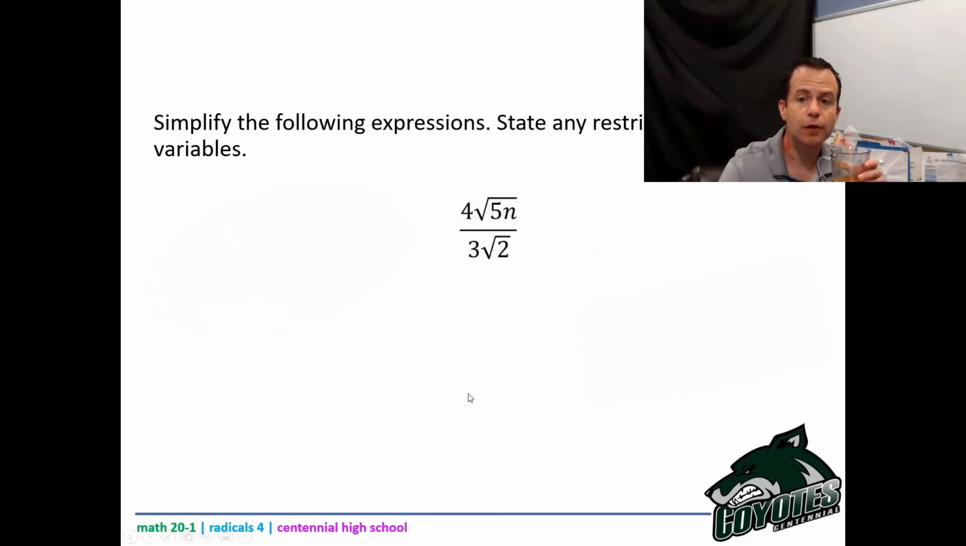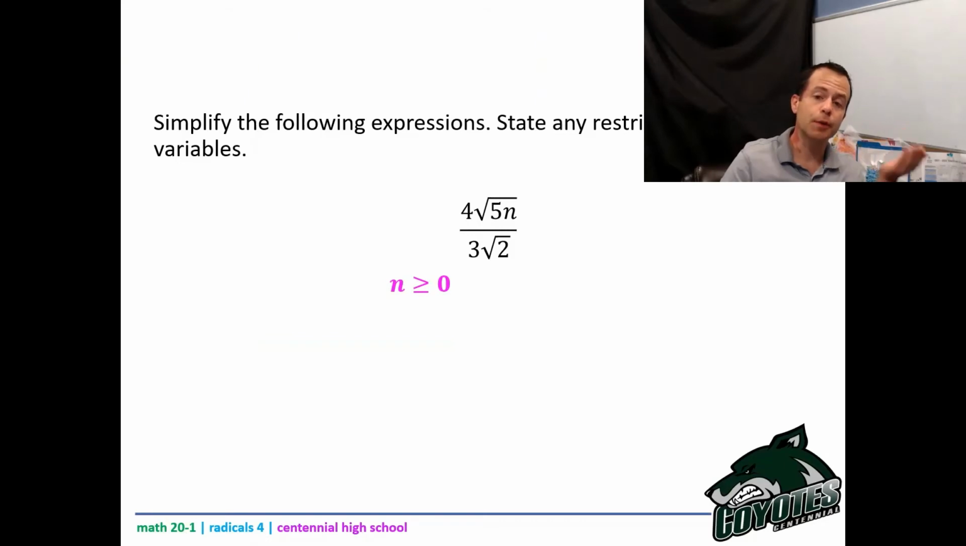Okay. 4 root 5n divided by 3 root 2. Now, there is no division I can do here. I can't divide 4 by 3. That's in its simplest form. 5n over 2, I can't do. I do want to think about restrictions here. N has to be greater than or equal to 0. Okay. And it can be 0 here because it's on the top, not on the bottom.